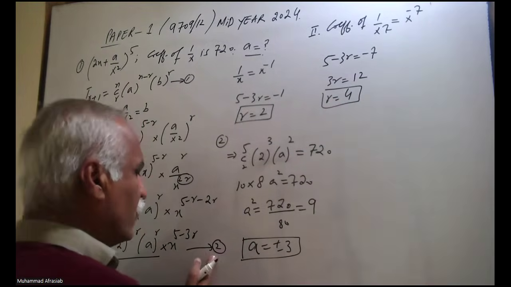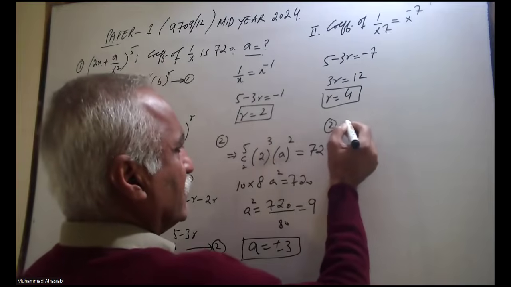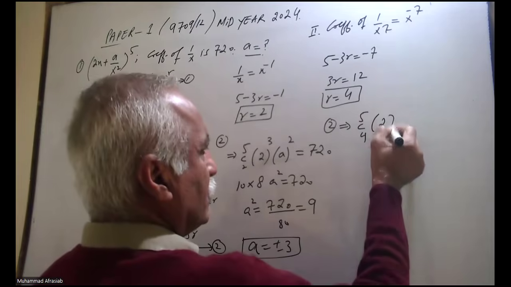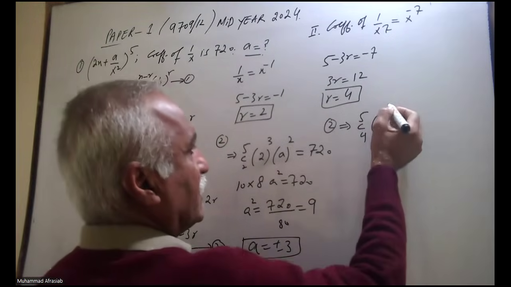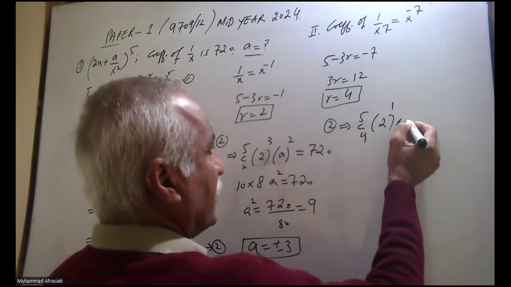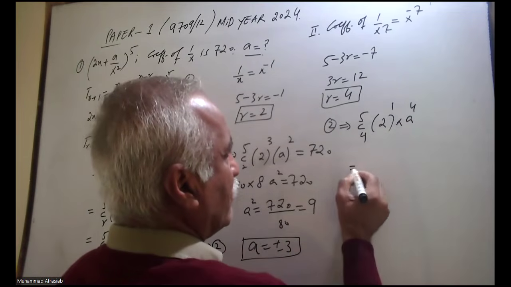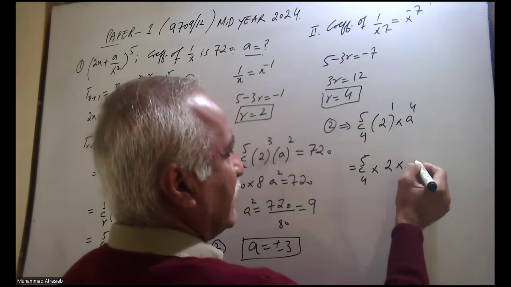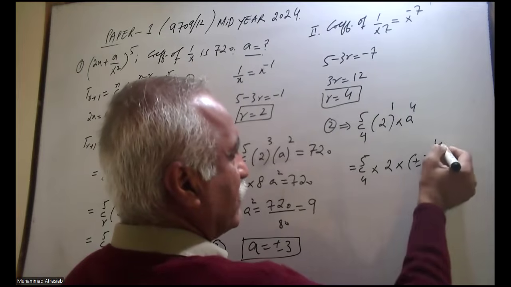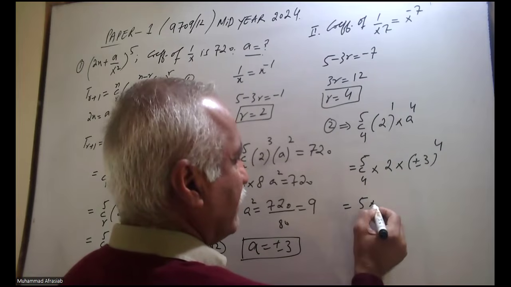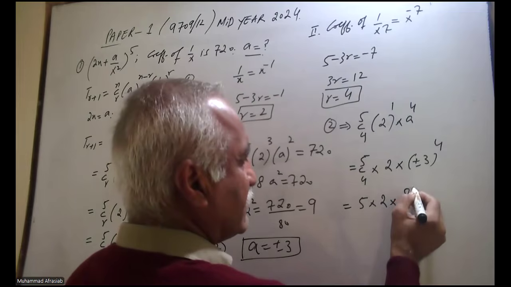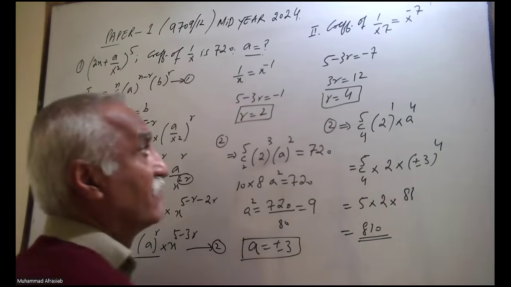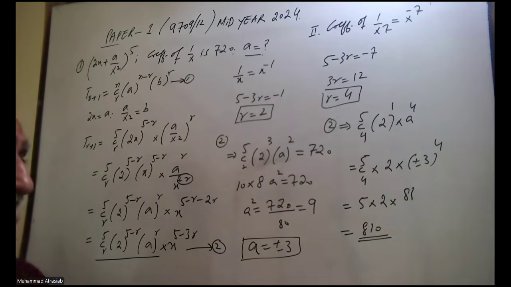So we put r equal to 4 in equation number 2. This becomes 5C4 into 2 power 5 minus 4, which is 1, into a power 4. So 5C4 as it is into 2, a is plus minus 3 power 4. 5C4 is 5 into 2, 10, into 81. So 810 is the coefficient of 1 over x power 7 in this question.